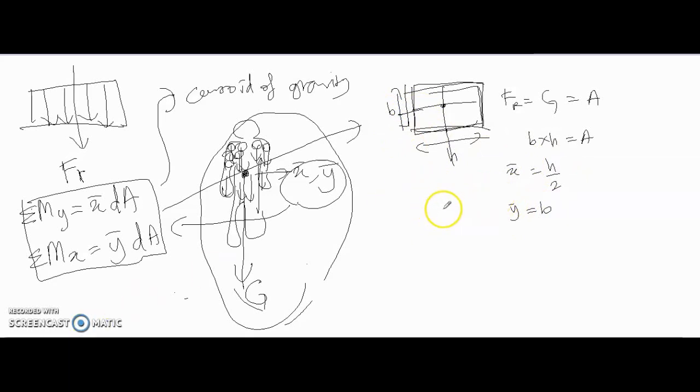Another example of simple geometry is a triangle. You will have the location of the center of gravity on the y-axis at a quarter of the length b here. Sorry, not a quarter, one third of b here. This is for y bar.